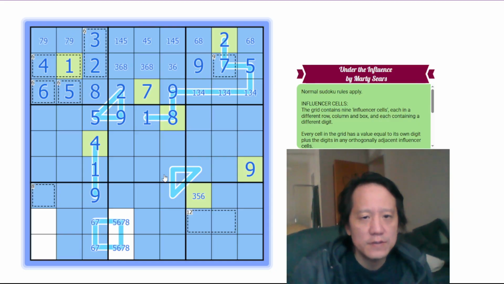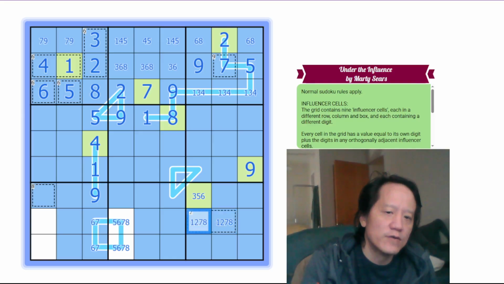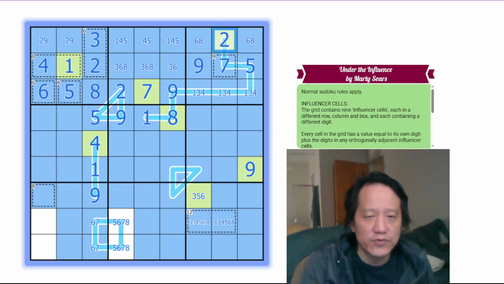Let's see. This adds to 12, so these 3 digits must add up to 12. You could have 1, 8, and 3 here, 2, 7, and 3, 4, 5, and 3, 1, 6, and 5, 3, 4, and 5. So these are the possibilities. This can't be 2 or 7, though, because of the 2, 7 in the column.